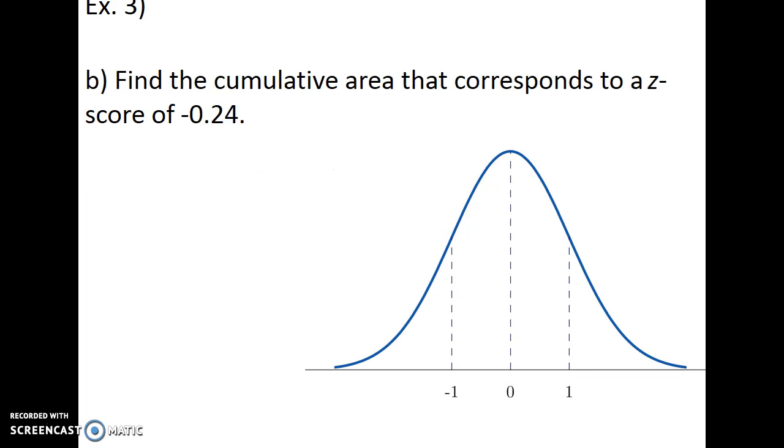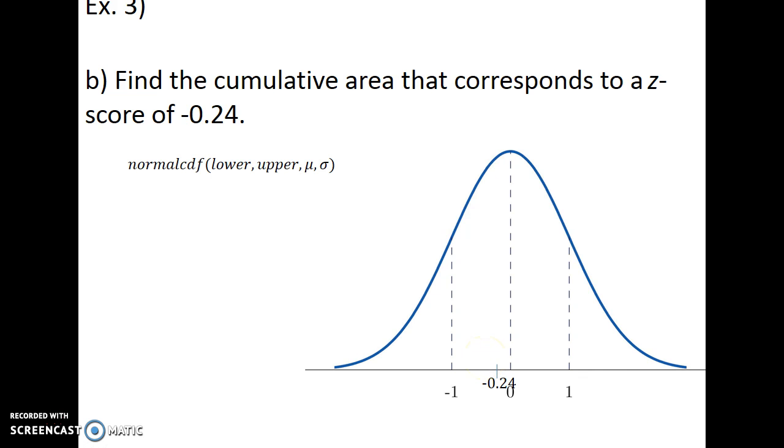So if I'm doing the exact same thing, but for -0.24, well, that's to the left of 0, and if it's cumulative area, again, that's area to the left of it. This should be less than half. We need to make sure we're checking our answers to see if they make sense. Less than half my curve should definitely be something less than 50%.